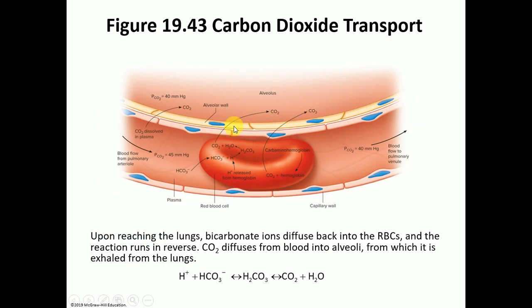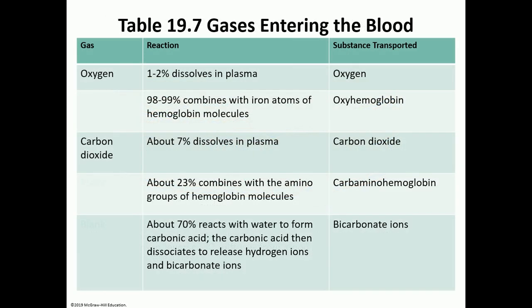Now, as we mentioned already, when the RBC reaches the alveolus, this bicarb is going to enter into the RBC again. We will reverse that whole reaction and produce carbon dioxide again. That carbon dioxide will diffuse into the alveolus, and the RBC is going to take oxygen and become oxygenated.